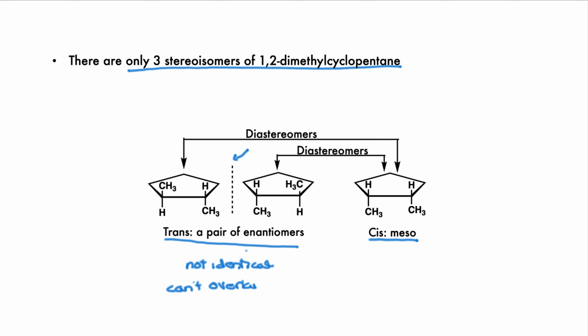If you try to flip the first molecule, it's still not identical to the second molecule. Build models to convince yourself of this. The cis stereoisomer is a meso compound. You can see its internal plane of symmetry here. Each enantiomer of the trans molecule is a diastereomer with the cis molecule. So we have 2 pairs of diastereomers.